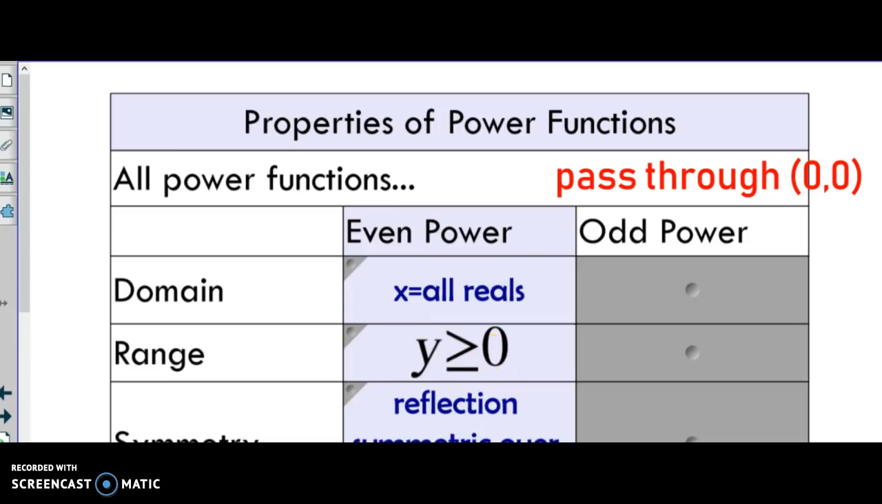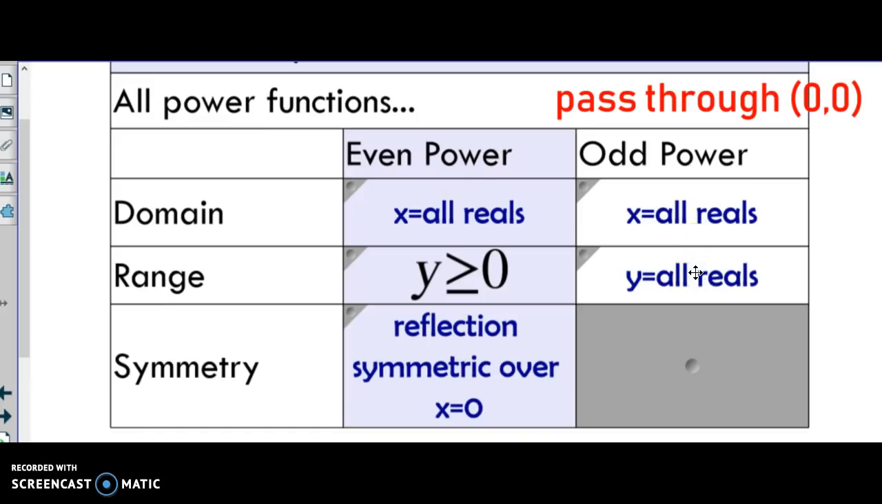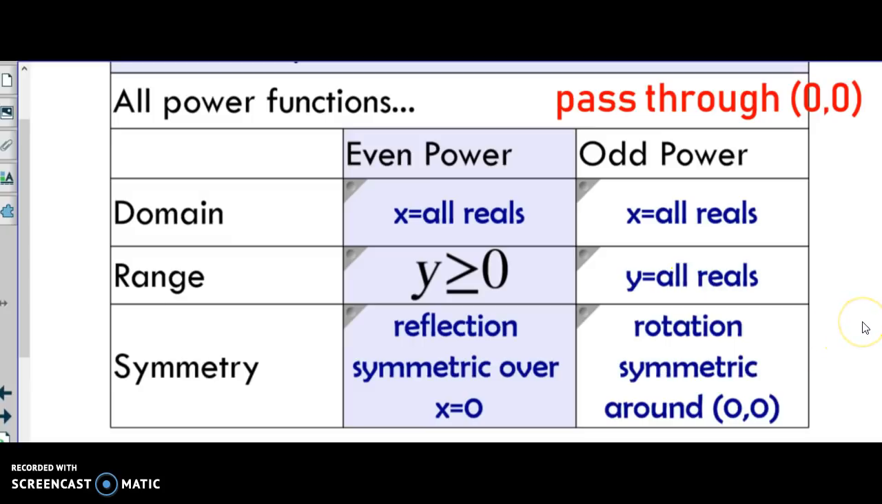And then your symmetry would be reflection over x equals 0. Odd powers, if you think about it, we're also going to have all reals for our domain. Our range is also going to be all reals. And this time our symmetry is not reflection, but rotation. It's a 180-degree rotation around (0, 0). So these properties will be true for all even and odd power functions.